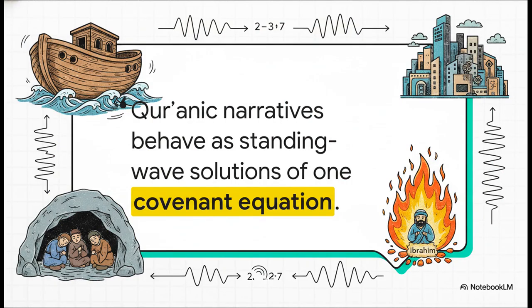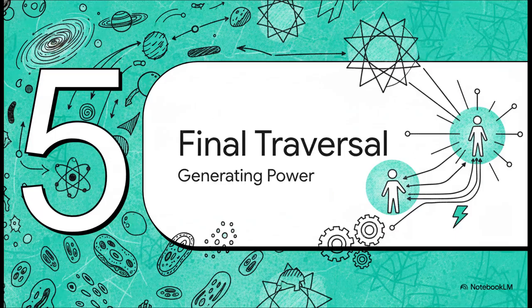The implications here are just staggering. It means the stories of the Ark, the sleepers in the cave, Solomon's kingdom, and even modern civilization, they are all recursive. They are self-referential mathematical outputs, standing wave solutions of the exact same covenant equation, just resolving at different amplitudes. This perfectly aligns with the text's own claims of being a structure of diversified patterns and repeated examples. Finally, Section 5, the final traversal and generating power.